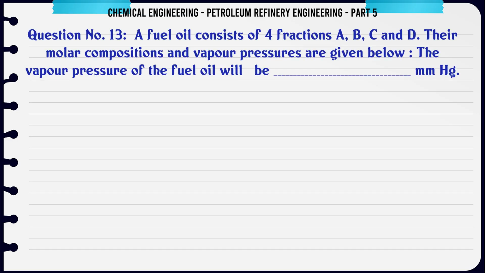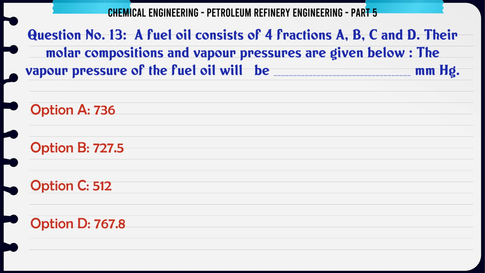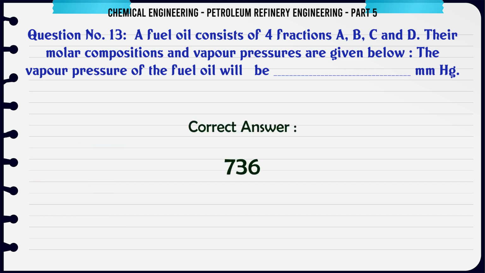A fuel oil consists of 4 fractions A, B, C, and D. Their molar compositions and vapor pressures are given below. The vapor pressure of the fuel oil will be mmHg. A. 736. B. 727.5. C. 512. D. 767.8.